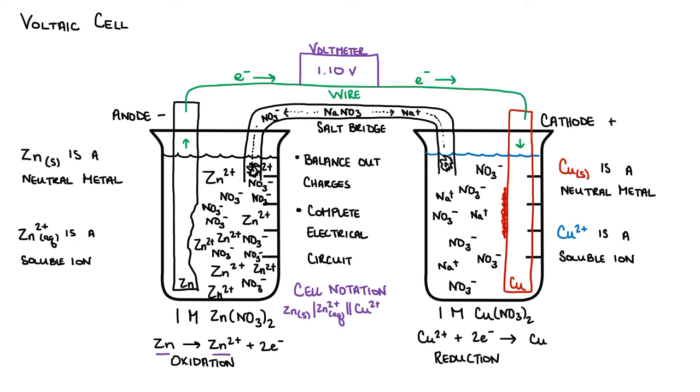Then we have a double line to show the barrier between the oxidation and reduction side. And then on the reduction side, we have copper 2+ ion turning into copper solid. And those two phases are separated by a single line. So you can represent the entire voltaic cell using this cell notation.